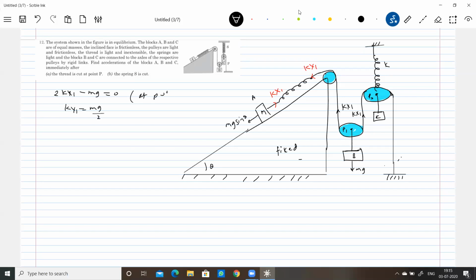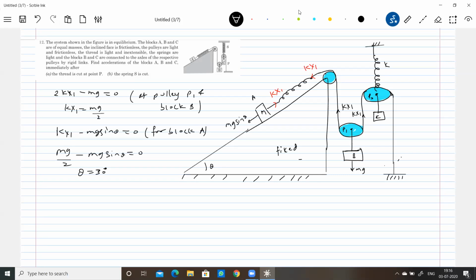At pulley P1, block B. Okay, got it now? So from there, I got this much here. Keep it here. Now for block A, kx1 minus mg sin theta equal to 0. This is for block A. kx1 equal to how much? mg by 2 from the above equation. So theta I'm getting is 30 degrees. Okay, now fine.